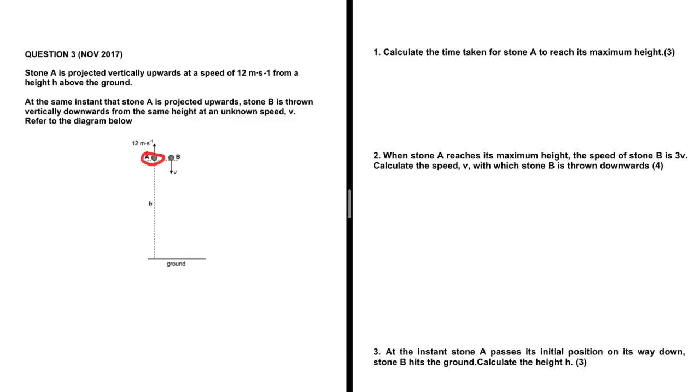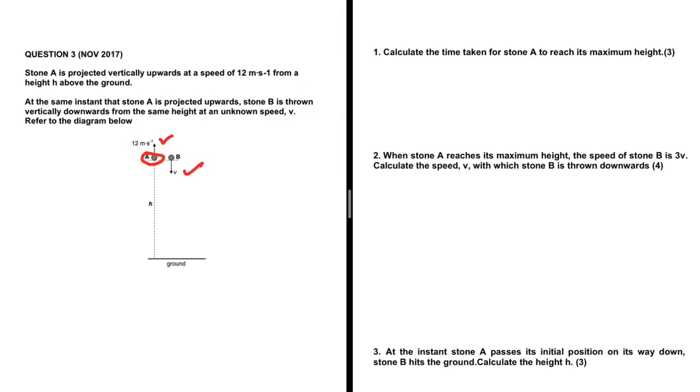We have a stone A, which is projected vertically upwards with a speed of 12 meters per second from a height h above the ground. At the same instant that stone A is projected upwards, stone B is thrown vertically downwards from the same height, right, at an unknown speed v downwards, as you can clearly see from the sketch. So that is the information we have. The question: calculate the time taken for stone A to reach its maximum height.